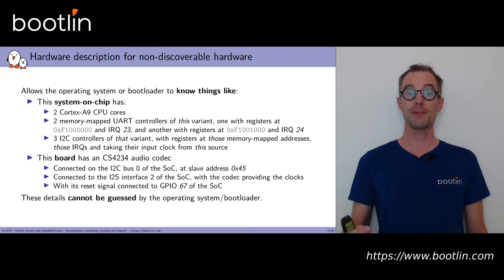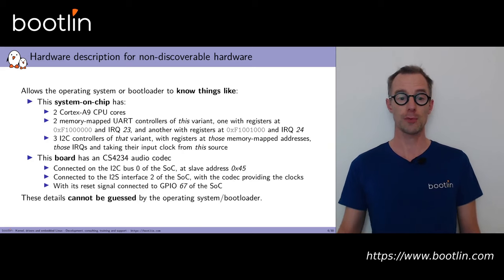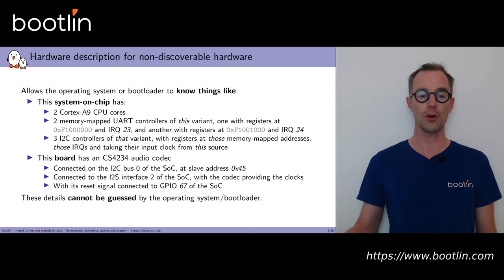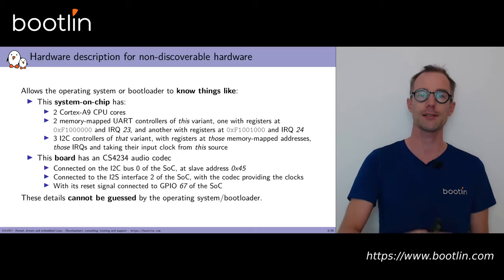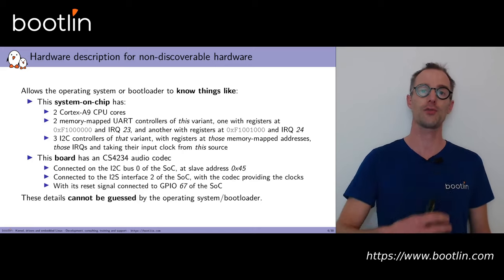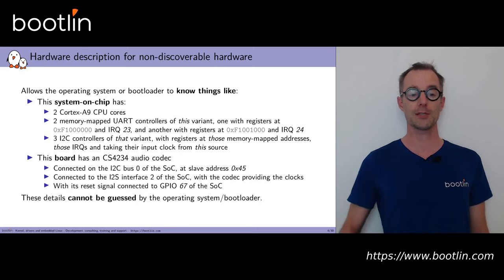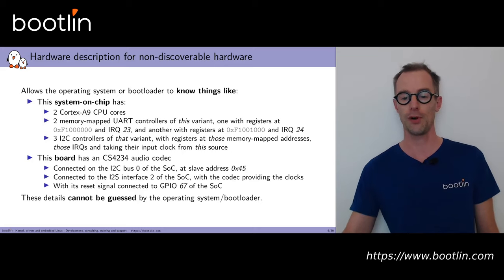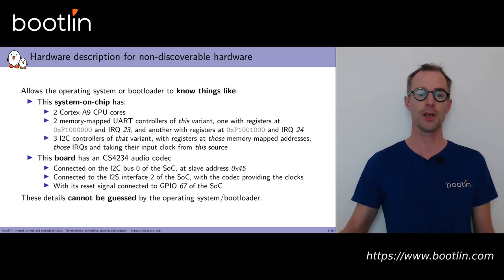The operating system needs to somehow get the details for things like the system on chip has two Cortex-A9 CPU cores, two UART controllers of this specific variant with registers at that address, and the IRQ line that one, and the other UART controller with this other address for the registers and this other interrupt line, that the same system on chip has maybe three I2C controllers of that other variant with registers there and the interrupt line here and the input clock there. All those details the operating system simply cannot guess.